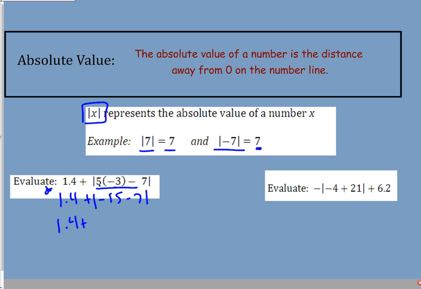Let me change colors here. You can't really read that very well. 1.4 plus the absolute value of negative 22. But absolute value is positive. So my answer is actually going to be 23.75. 0.4. So that would be my evaluated answer right there.